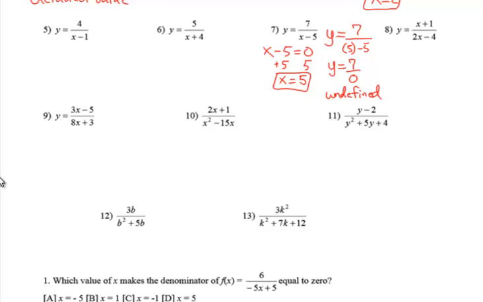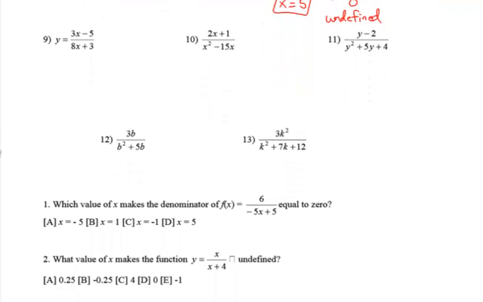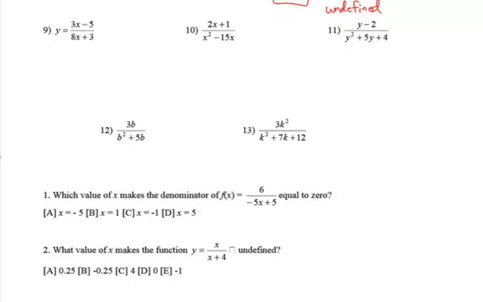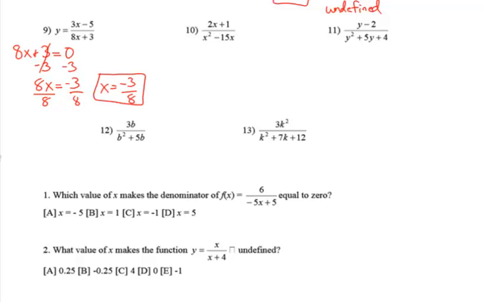that number. Now, you can try some of these on your own, but again, I'm not going to do all of these. We'll do number 9 here. So set the denominator equal to 0, and then solve that equation. So we want to subtract 3. 8x is negative 3, and divide by 8. I'm just going to leave that as a fraction. x equals negative 3/8.